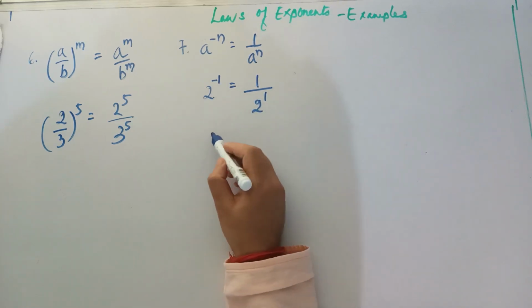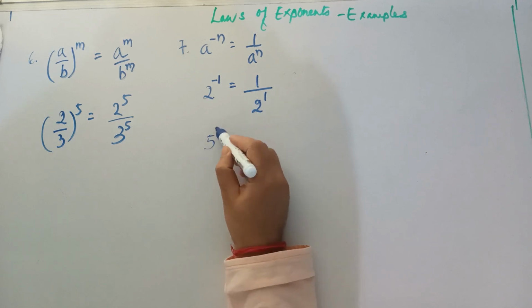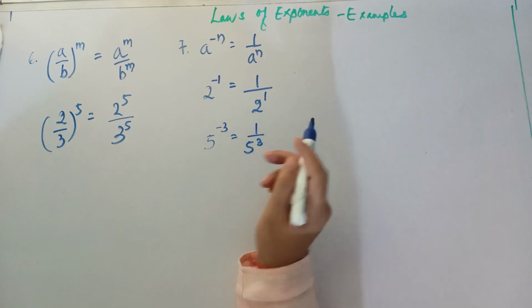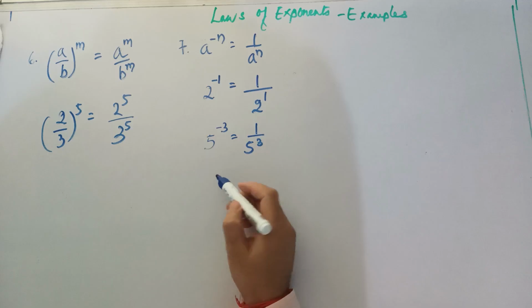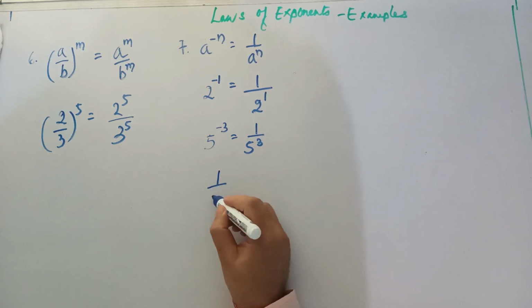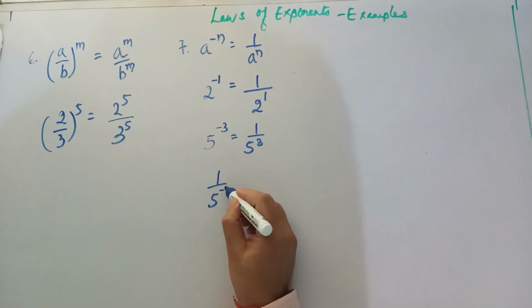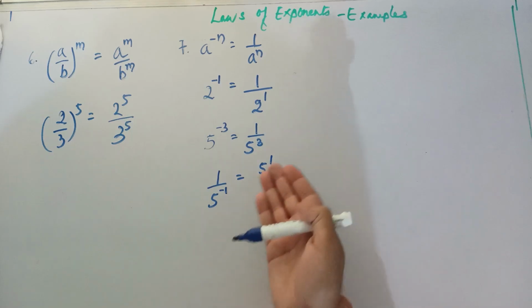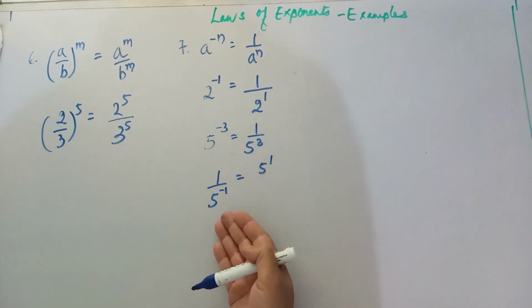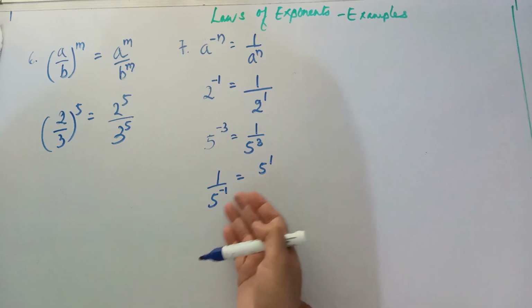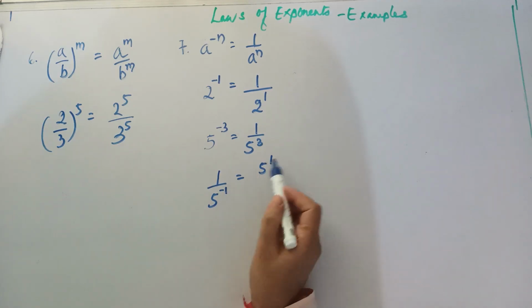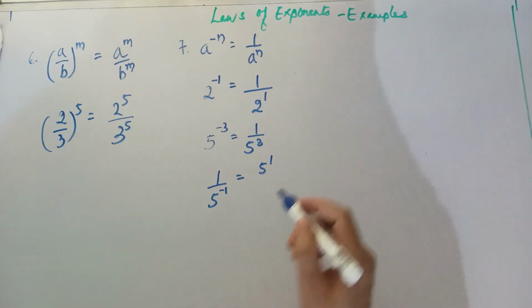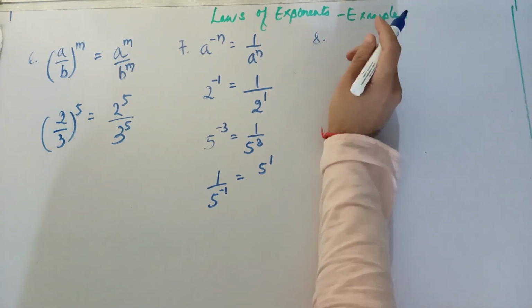Okay, let's take another example. 5 raised to minus 3 can be written as 1 upon 5 raised to 3. Similarly, if there is a number written like this, 1 upon 5 raised to minus 1 can be written as 5 raised to 1. Okay, you can shift from denominator to numerator, numerator to denominator, but be careful whenever you are shifting: whenever we are shifting from numerator to denominator, the sign of this power will change. Okay, let us discuss the eighth one.